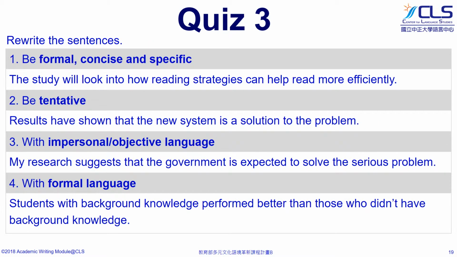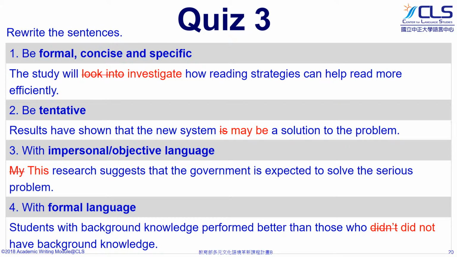Finally, please rewrite the sentences. So, as we can see in the first sentence, we can use the verb investigate instead of looking to be more formal, concise, and specific. In the second sentence, we use maybe instead of is to be tentative. And in the third sentence, the word this is used instead of my to be impersonal or objective. Finally, in the fourth sentence, we should use the full form did not instead of the contraction didn't to be formal.